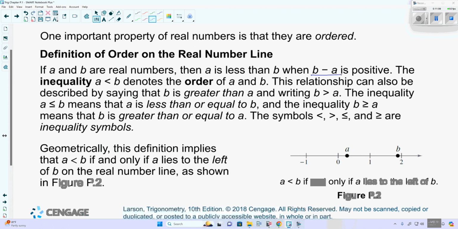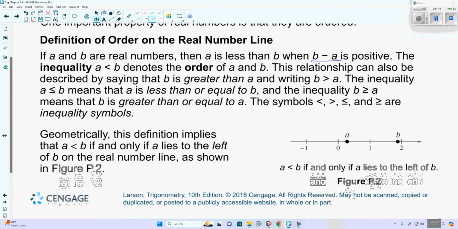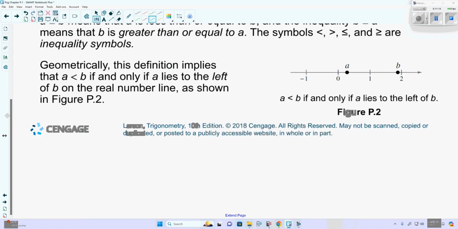Geometrically, this definition implies that A is less than B if and only if A lies to the left of B on the real number line. That's a whole lot of words that just pretty much show this here. This here is true in all cases. Whatever value A and B are, A is less than B, so on a number line, A has to be to the left of B. That's all it's saying. A lot of words.